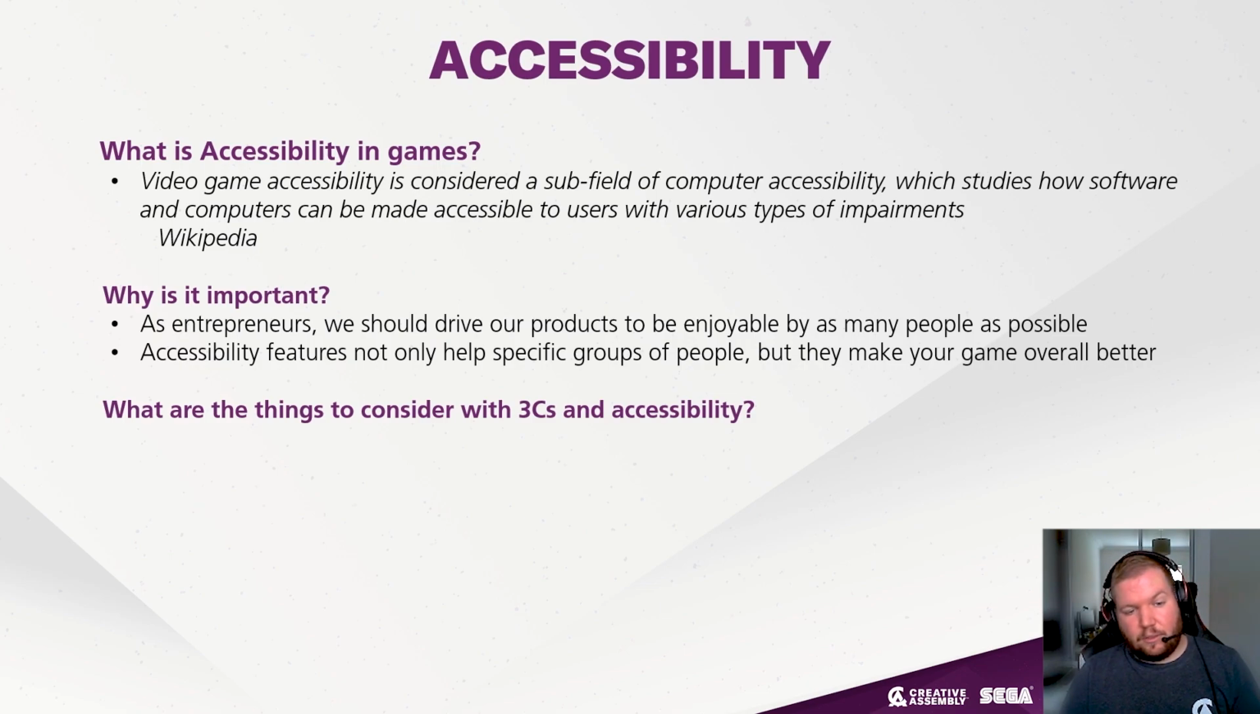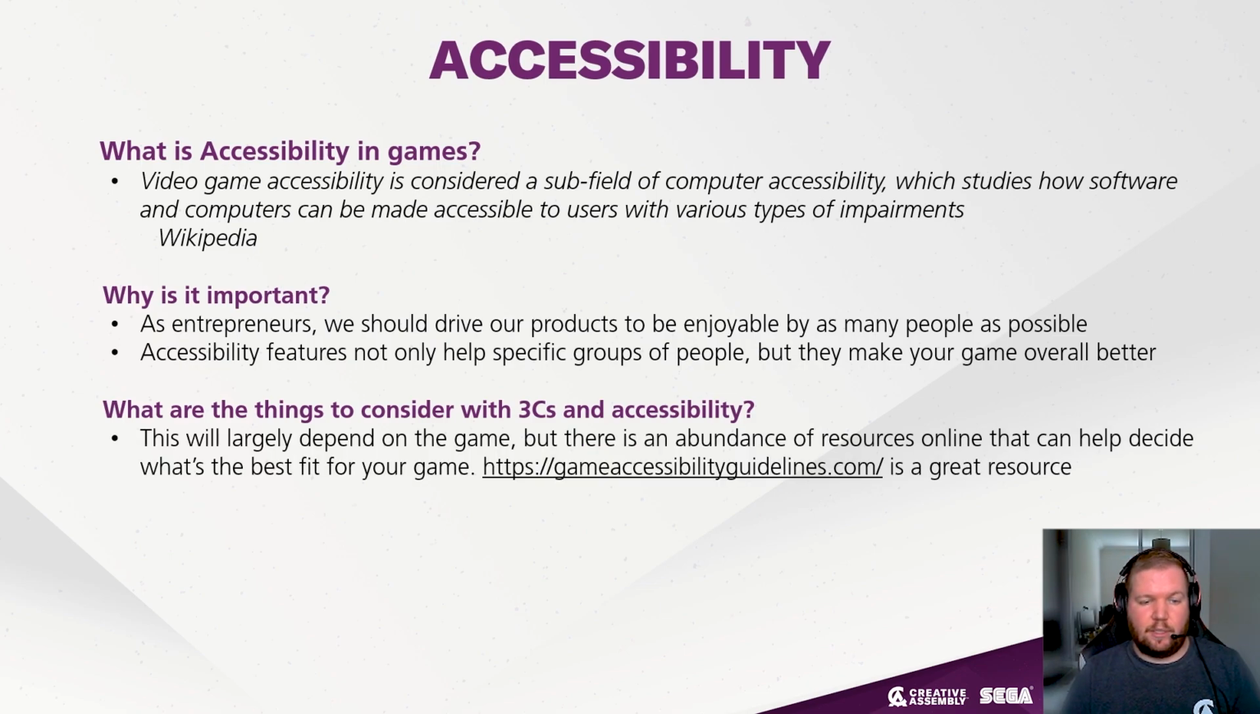So what are some of the things that you should consider with 3Cs and accessibility? This would largely depend on the game you're making, but there is an abundance of resources online that you can use to help decide what is the best fit for a game. So gameaccessibilityguidelines.com is a great resource, and I would suggest using it as much as you can. But here are some examples.